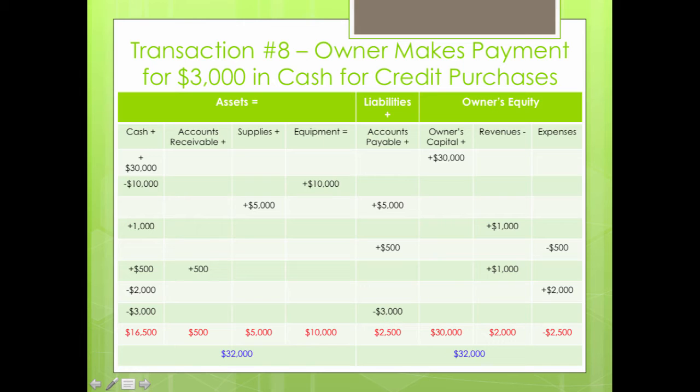And the payment was done with cash, so we record this under the cash account as a minus as well, because we're taking out money from the account to pay off the debt. Okay? And then we add all of the account balances, and we record them in red. And then we make sure that the equation is balanced, and it's shown that it's balanced in blue.